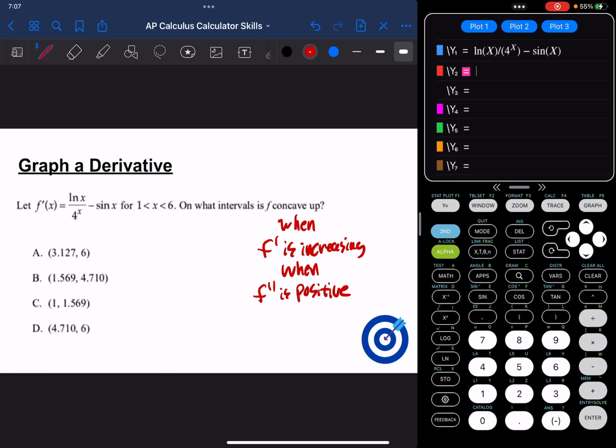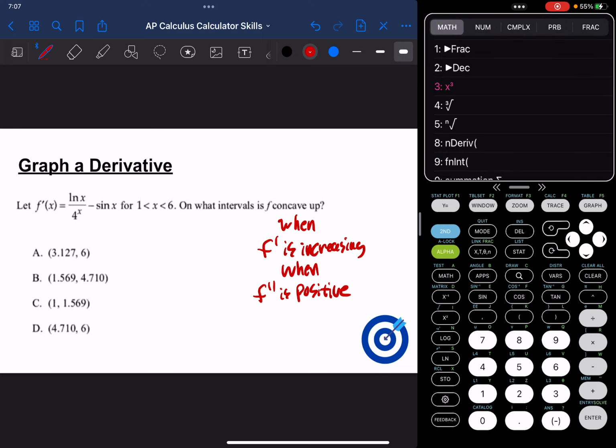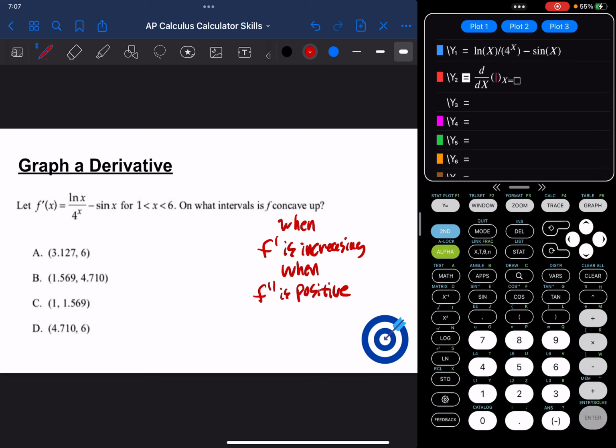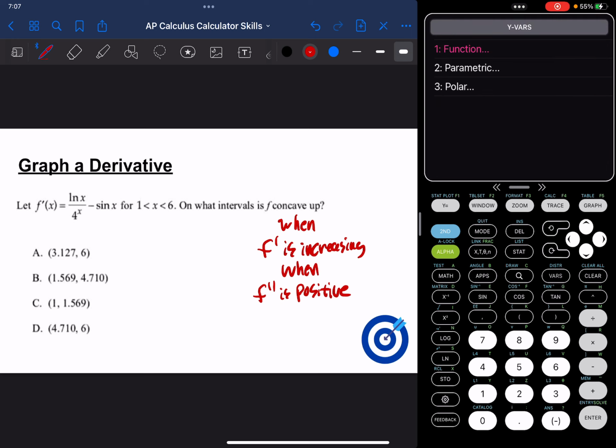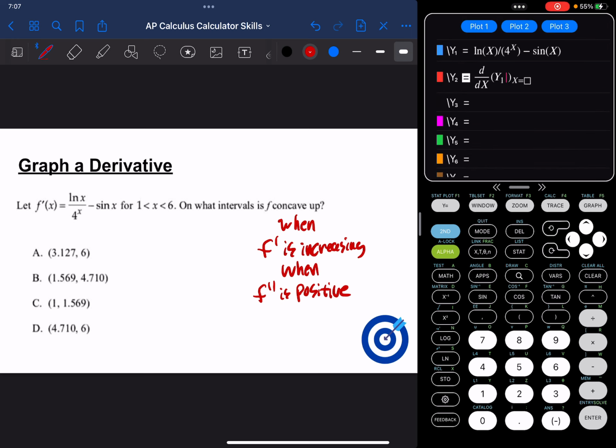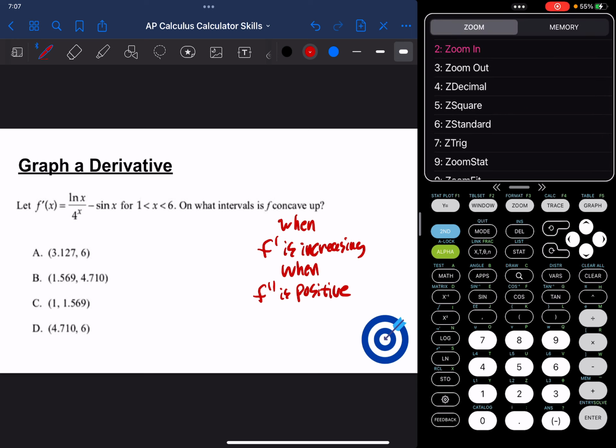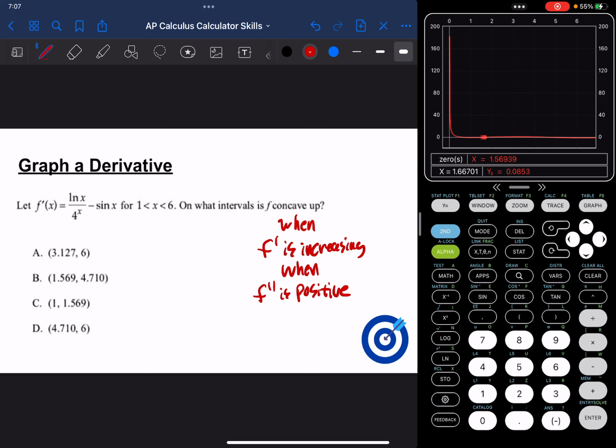And instead, we're going to go down to y2 and we're going to graph its derivative, f double prime. And so we're going to go down to nderiv. Now, instead of typing in this formula again, I'm just going to use vars, like you saw in the last video. x. Then we're going to go to zoom. We're going to go down to zoom fit now that we're graphing the other function.